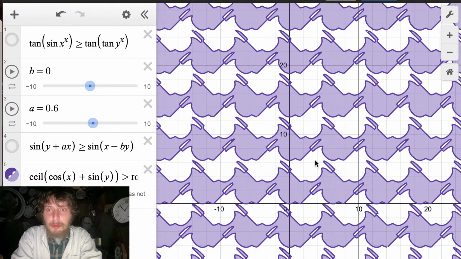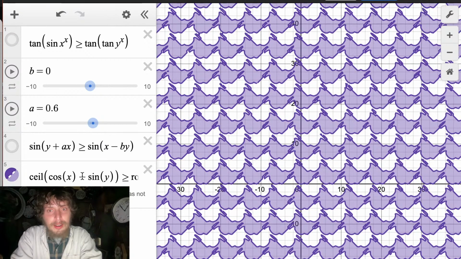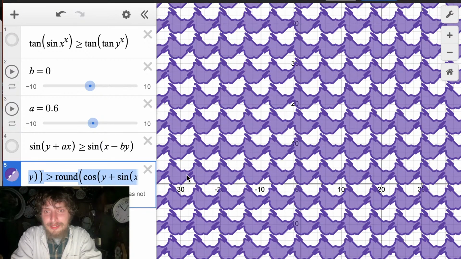Here I'm just going to mess with some floors versus ceilings. And this is a cool, like, patterned thing.